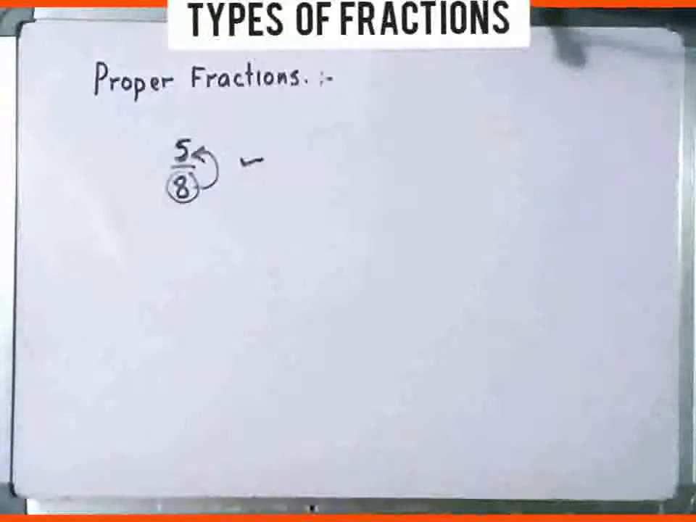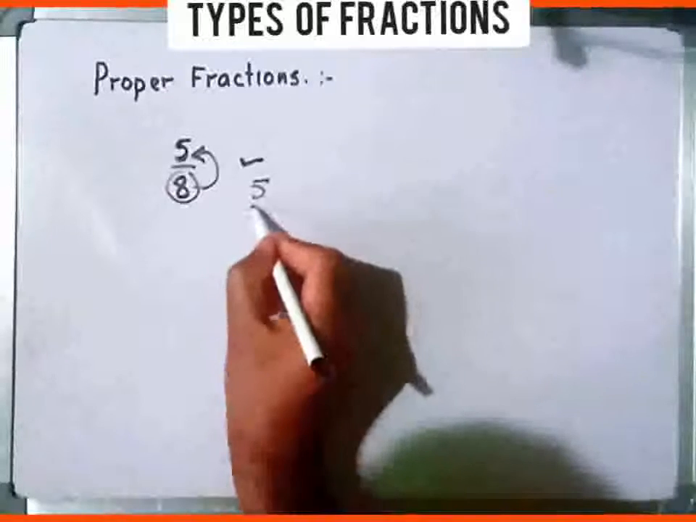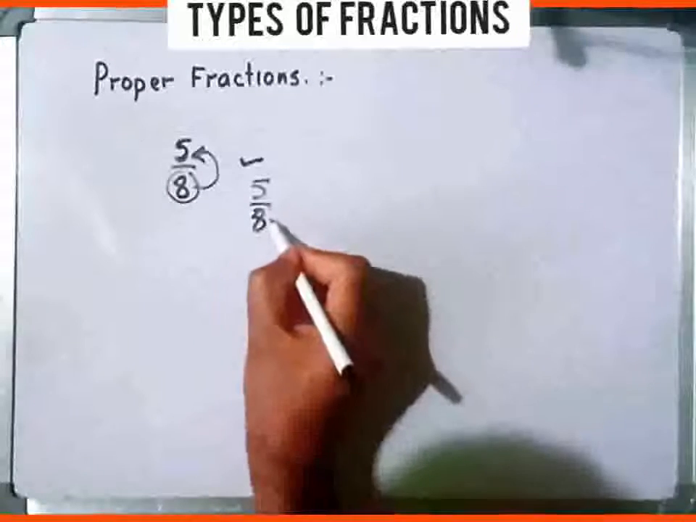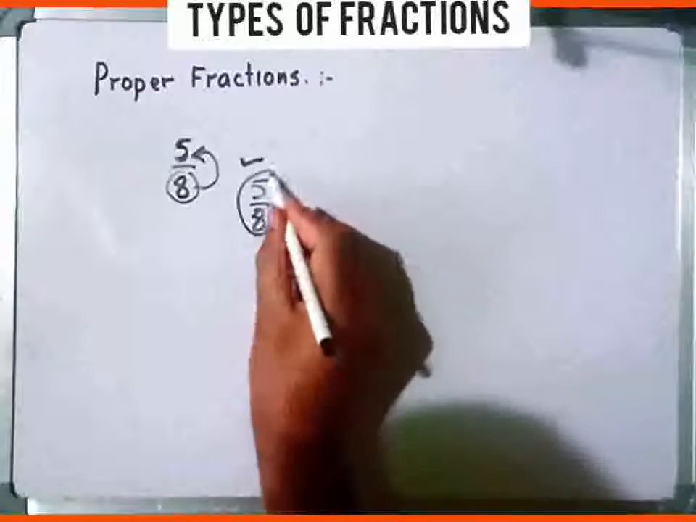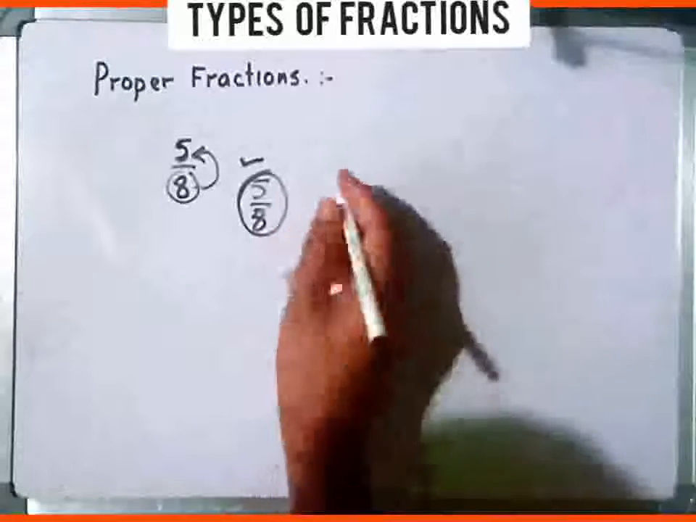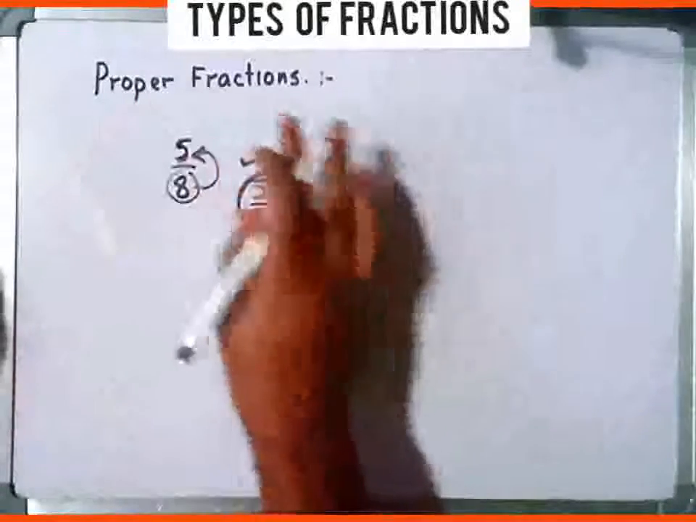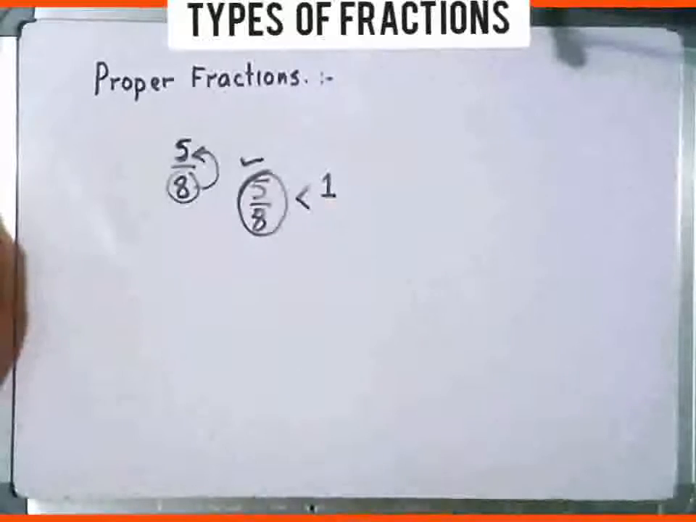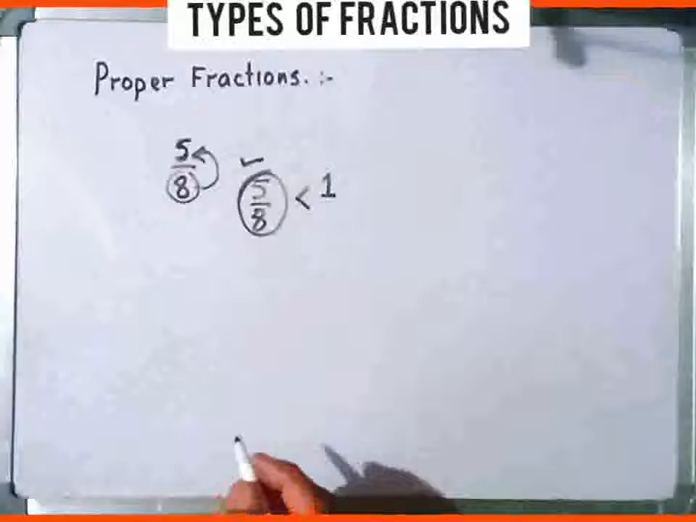Now it also means that when the denominator is greater than the numerator, these proper fractions are always less than 1. Proper fractions are always less than 1.